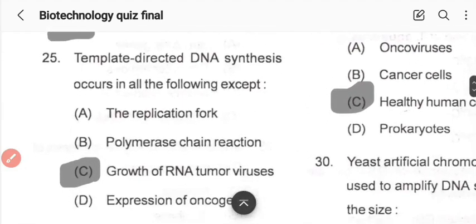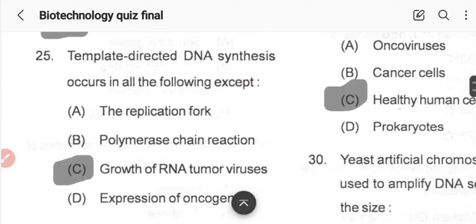Then next question: template directed DNA synthesis occurs in the following except growth of RNA tumor viruses. So template directed DNA synthesis occurs in all the following except where it is not happening.